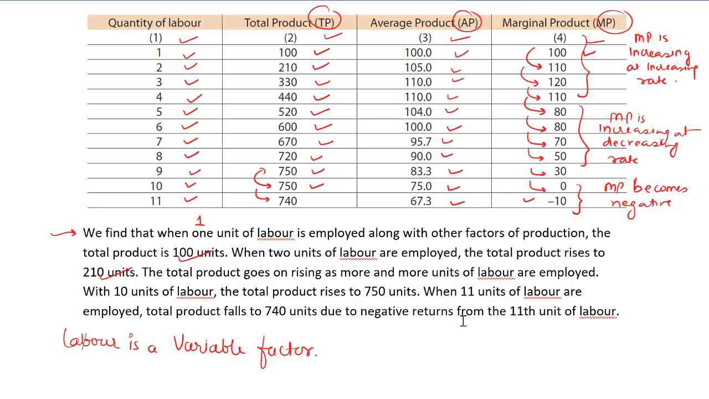Over here, the total product goes on rising as more and more units of labor are employed. When 10 units of labor are employed, total product rises to 750. When 11 units of labor are employed, it goes down to 740 due to negative returns on the 11th unit, that is minus 10. The marginal product is minus 10 over here. I believe you understood.